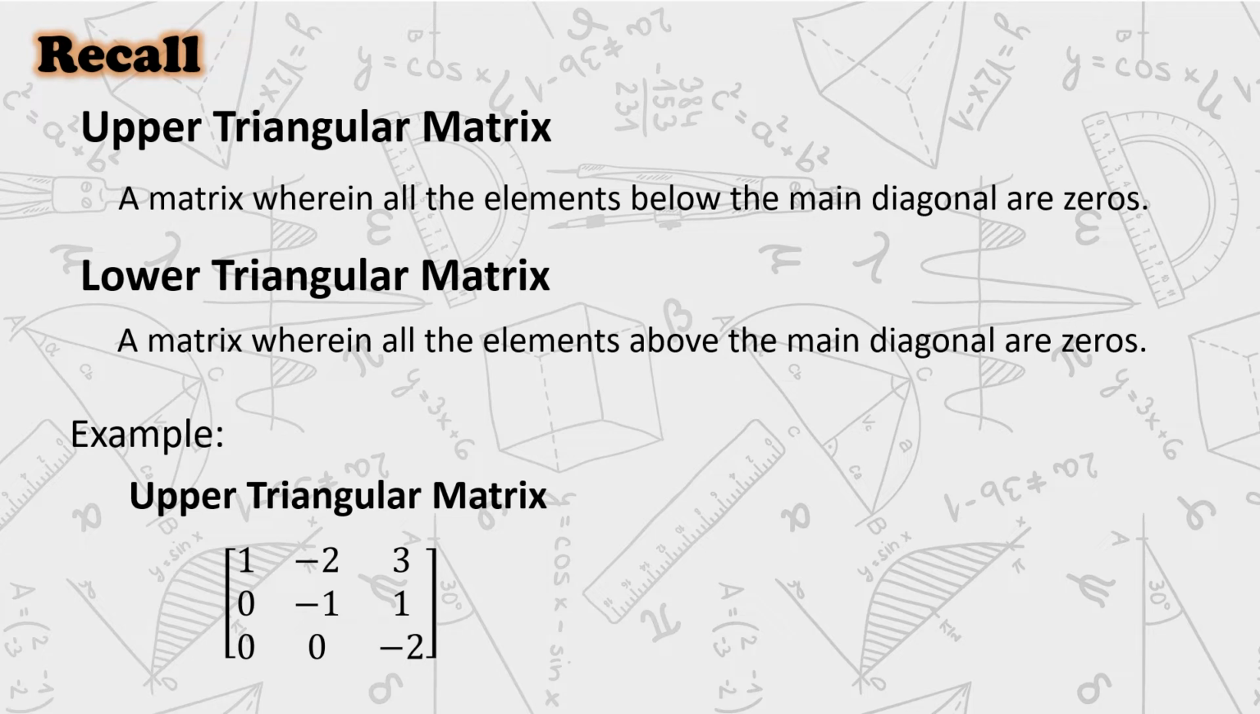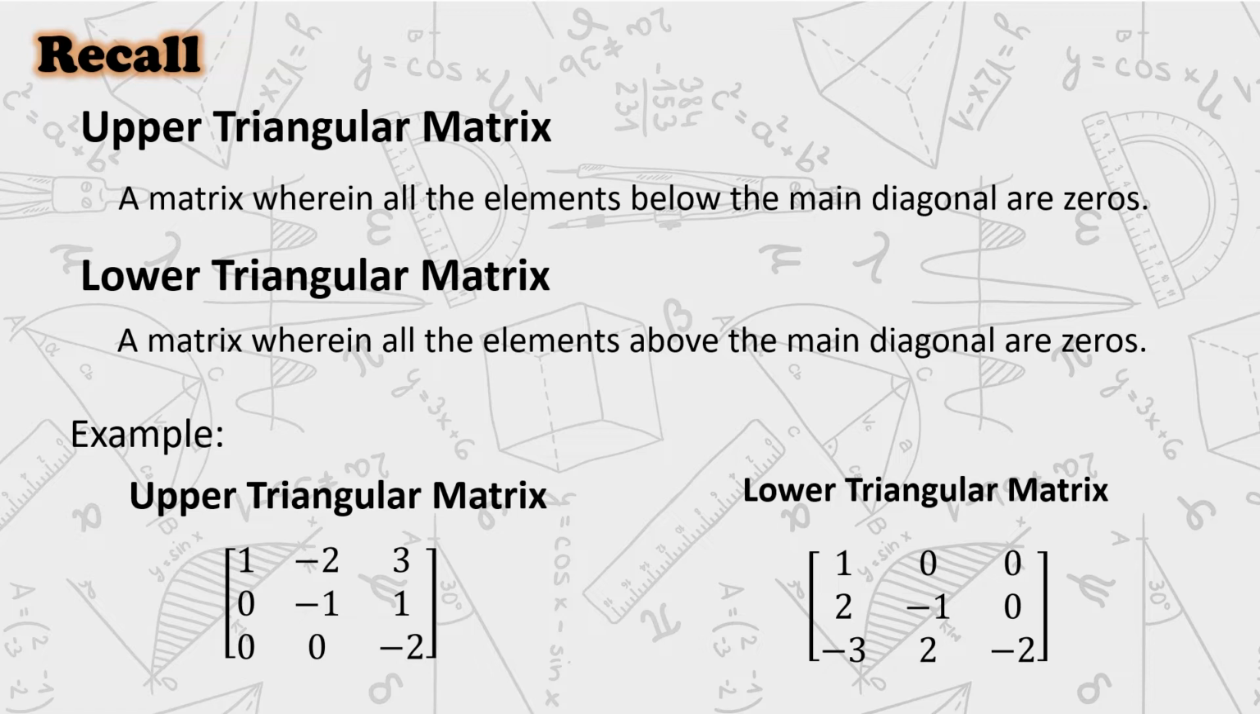1, negative 2, 3, 0, negative 1, 1, 0, 0, negative 2 is an example of an upper triangular matrix. Notice that the elements below the main diagonal are zeros. The matrix with elements 1, 0, 0, 2, negative 1, 0, and negative 3, 2, negative 2 is an example of a lower triangular matrix. Notice that the elements above the main diagonal of this matrix are zeros.